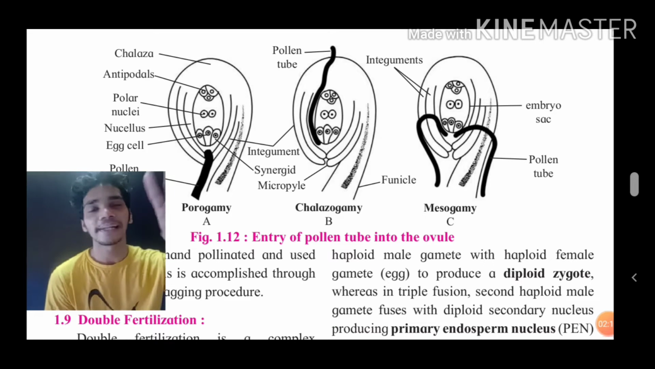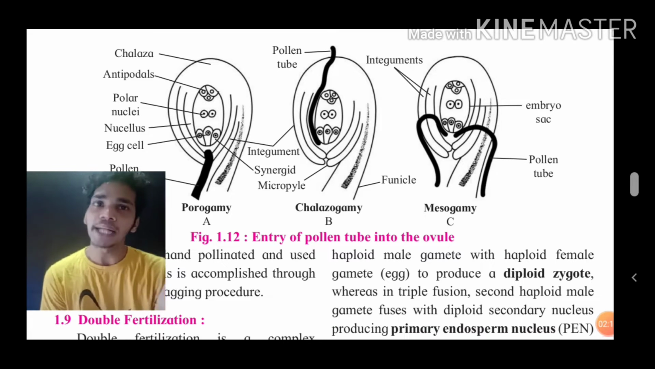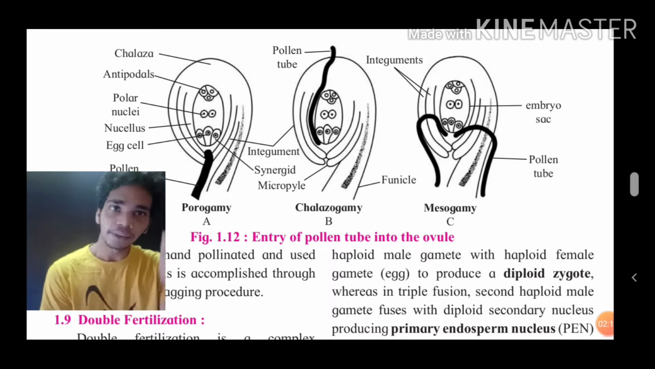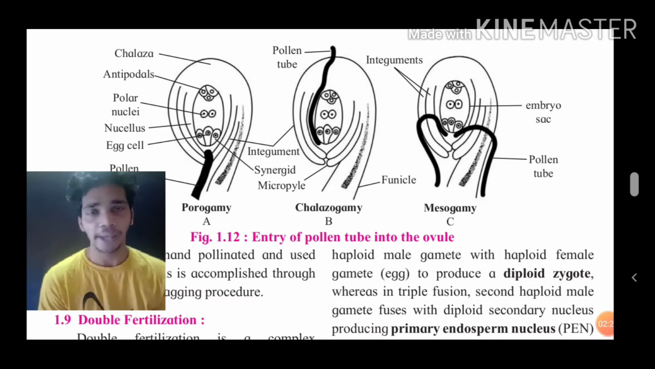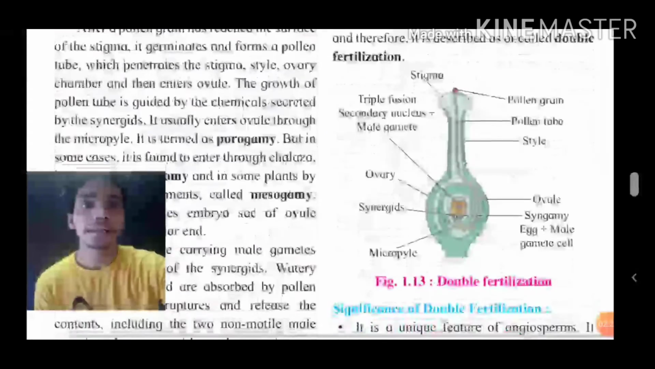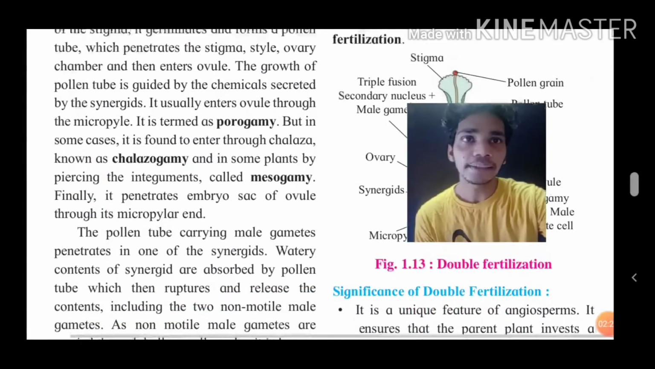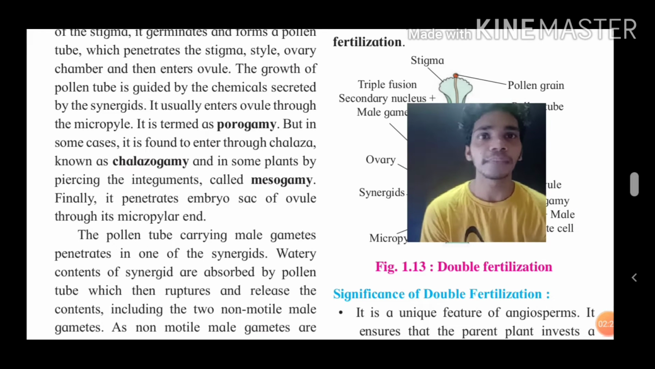From the micropylar end actually it ends. These two paths are also followed by the pollen tube to enter and fuse with the egg cell, but the majority is by porogamy. Okay, so let's go ahead. It is termed porogamy, but in some cases it is found to enter through the chalaza, known as chalazogamy, and in some plants by piercing the integument.